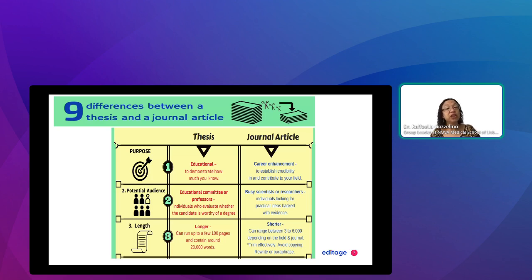But the potential audience is also different, because for a thesis, you show it or talk about it with your educational committees or with your professors.